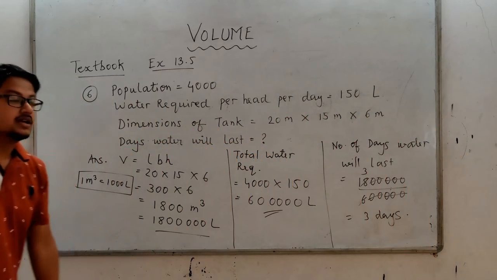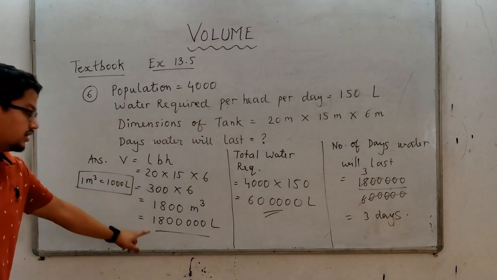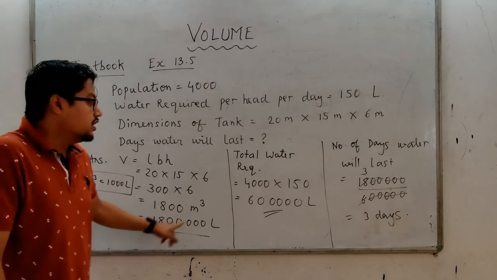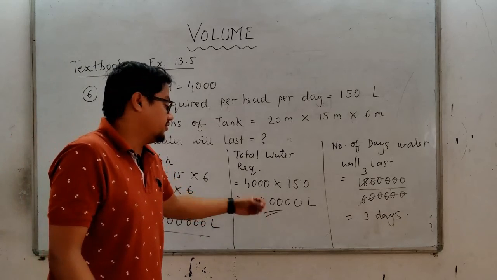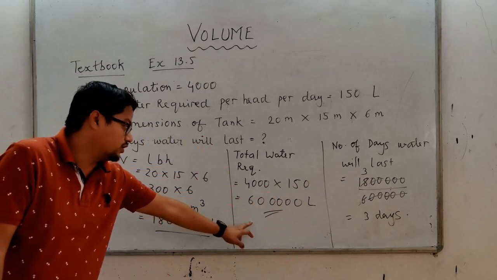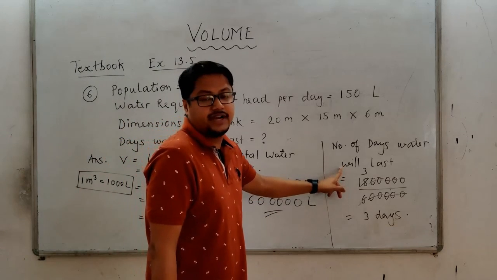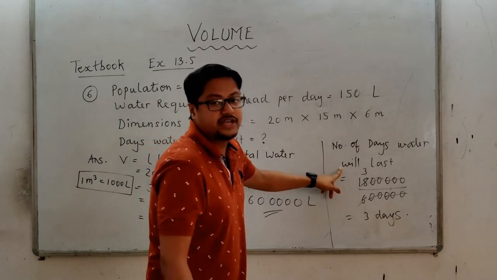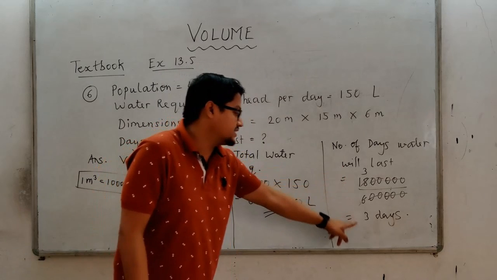I repeat the solution. We first have to find the volume of the water tank. We then find out the amount of water that is required by the village each day, that is equal to 6 lakh liters. And finally we find out the number of days the water will last, that is 3 days.